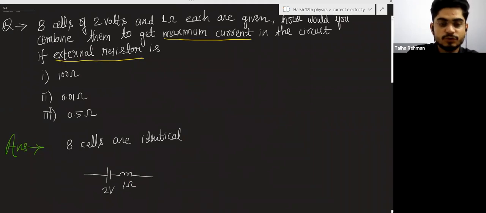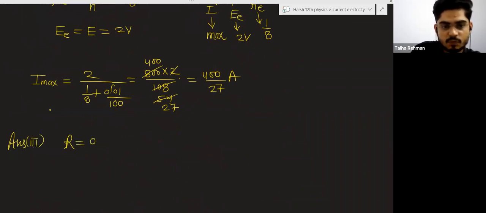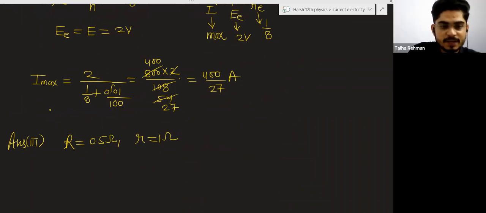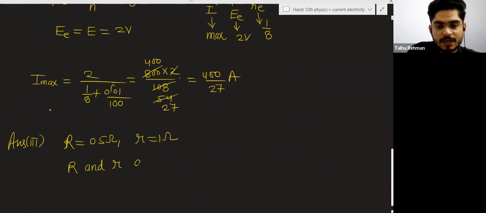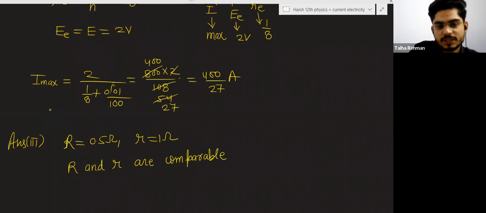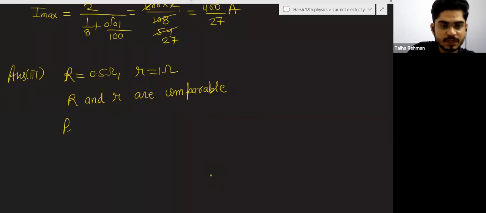Now you should see the third answer. Here external resistance is 0.5 ohm and internal resistance is 1, so you can write that R and R are comparable. You can see the value here: R is 1, they are comparable, so we will prefer mixed combination of identical cells.